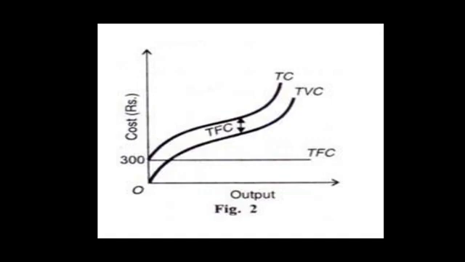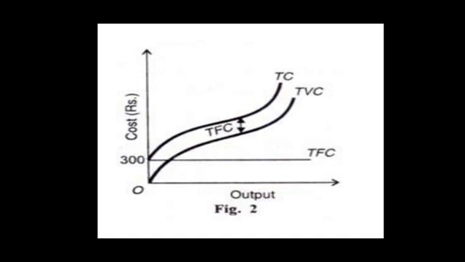The only difference between total cost and total variable cost curves is total cost curve cuts the y-axis at a point above the origin, and total variable cost curve starts from the origin, and total cost curve always lies above the total variable cost curve.